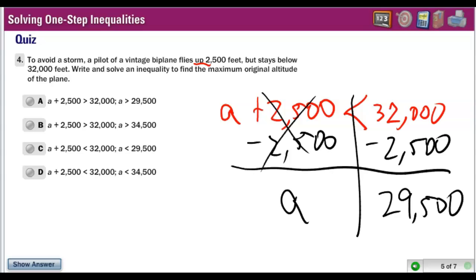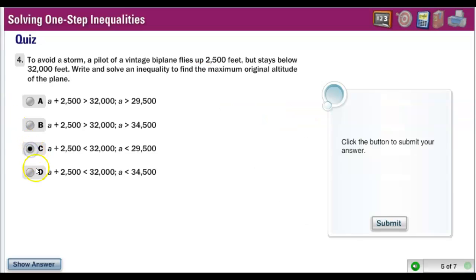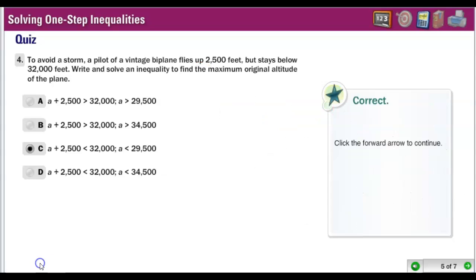29,500, and you just bring down the sign. Okay, so what is the maximum original altitude of the plane? The original altitude has to be less than 29,500, because if it flies up 2,500 feet from that, it still will not be greater than or equal to 32,000. So the answer is C. And voila.